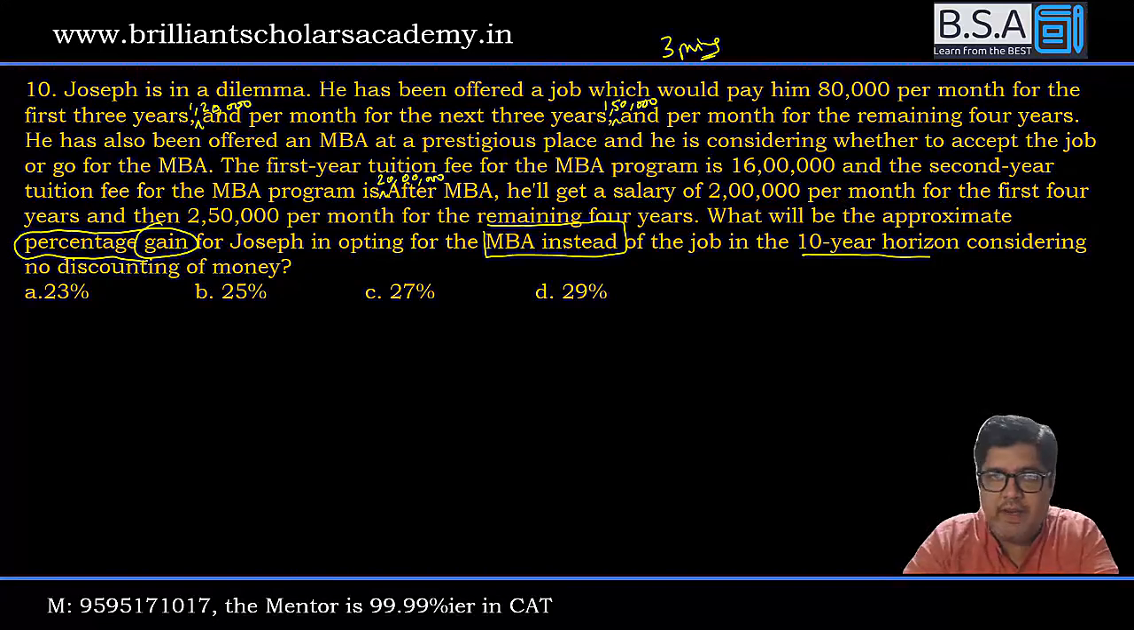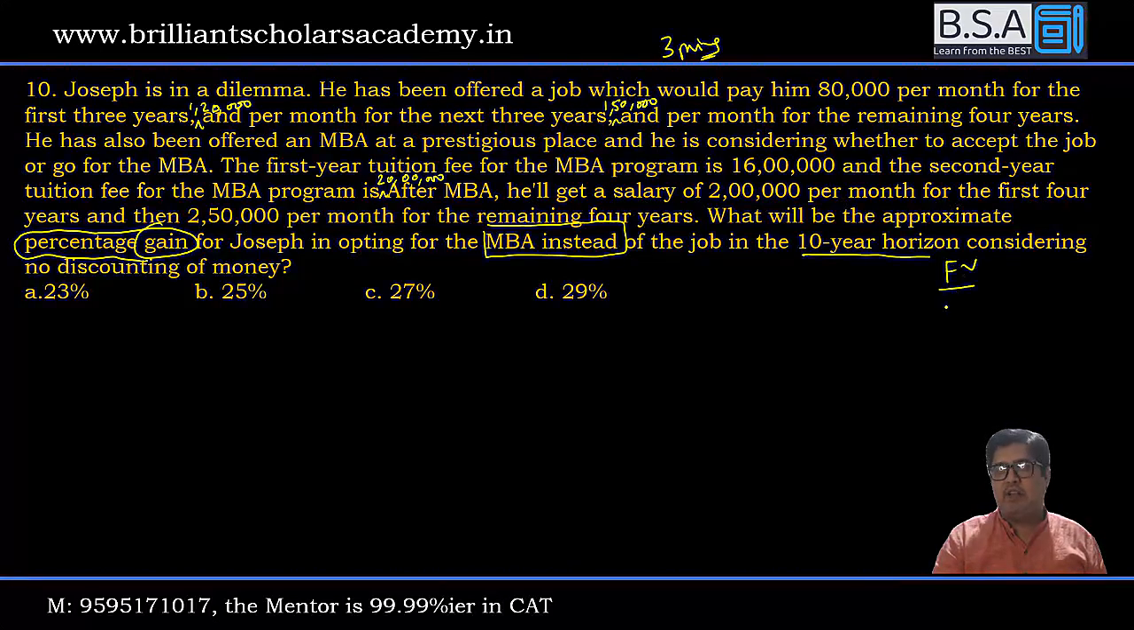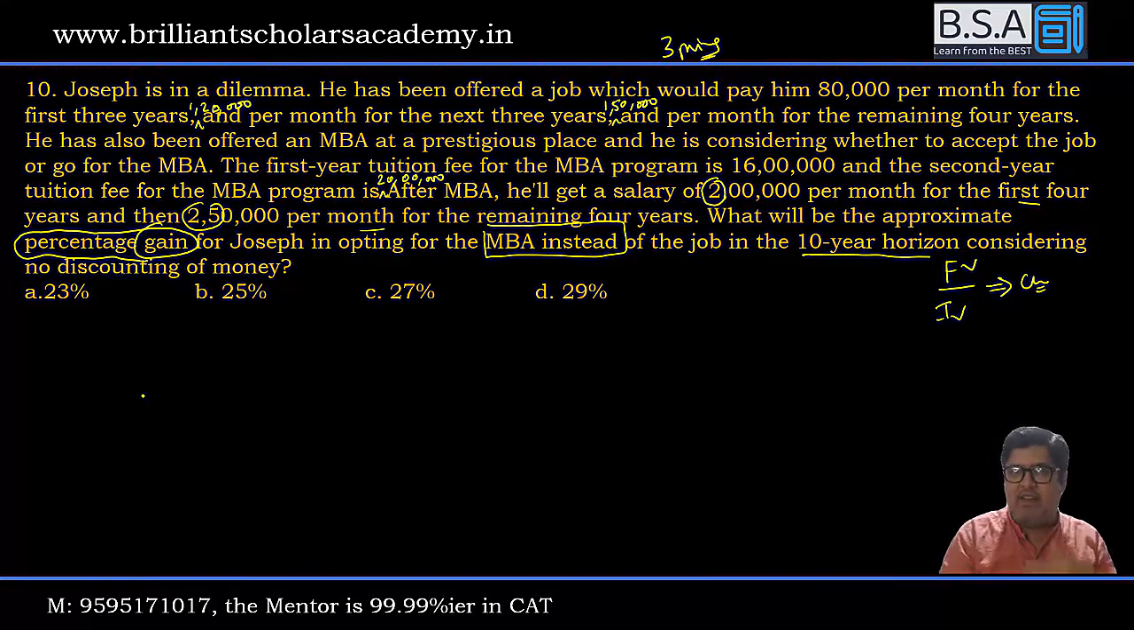Now, what I want you guys to do here is think logically. Whenever you want percentage change, we always write final value upon initial value. This helps us in calculating percentage change faster. So what is it that he is receiving at the end of all of this? He is receiving 2 lakh rupees per month, 2.5 lakh rupees per month for 4 years. So I will keep this in the numerator.